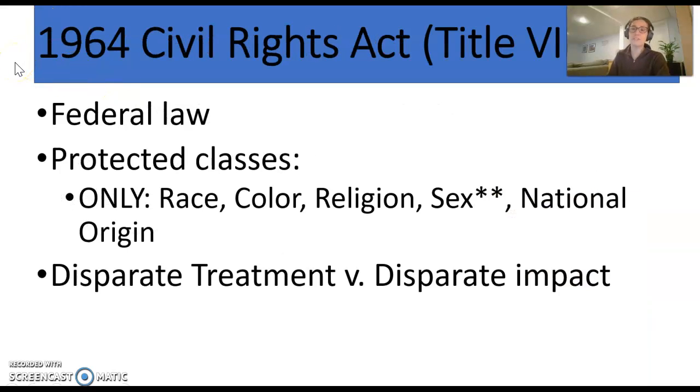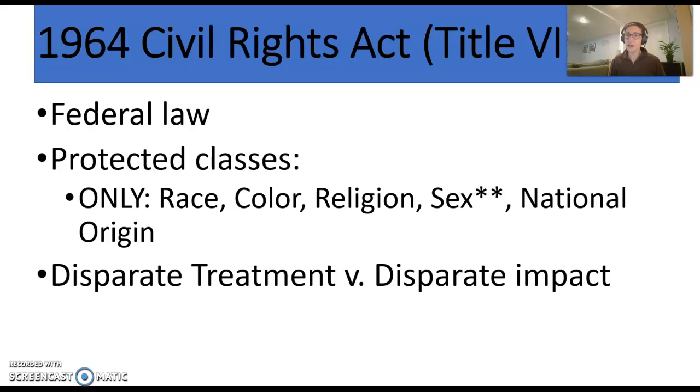The first law I want to bring up is actually the most significant of the federal laws. And one of the assignments, if you choose Title VII as your project, you can delve deeper into this topic. Title VII of the 1964 Civil Rights Act is a federal law. It is literally the preeminent law that extended protections in the workplace to employees based on discrimination.